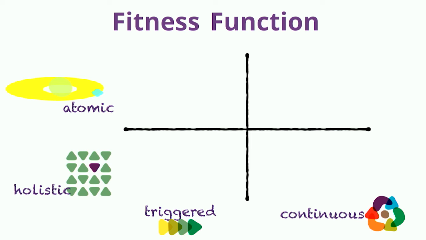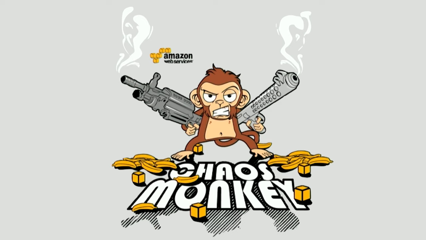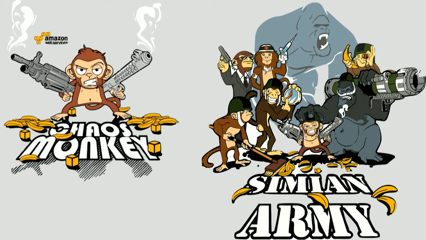The last of these categorized examples like this are holistic continuous fitness functions. They run all the time. They look at multiple characteristics in your architecture. And the best example we have of one of these that's already commonly in use out in the world is Netflix's Chaos Monkey, and the eventual creation of the entire simian army from Netflix. I'm sure you're all familiar with this mechanism.